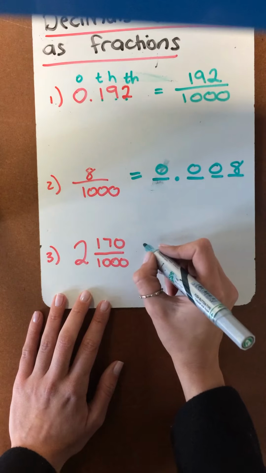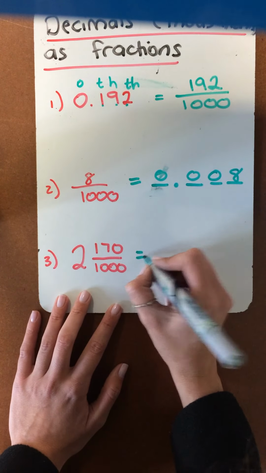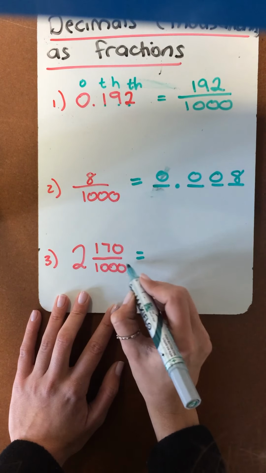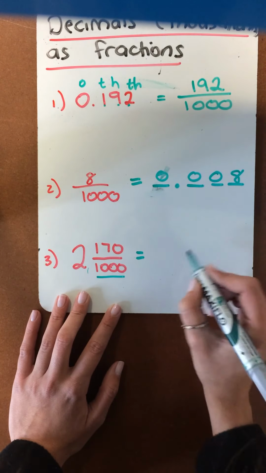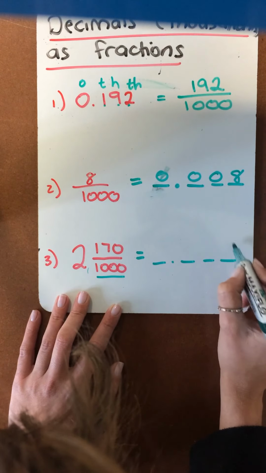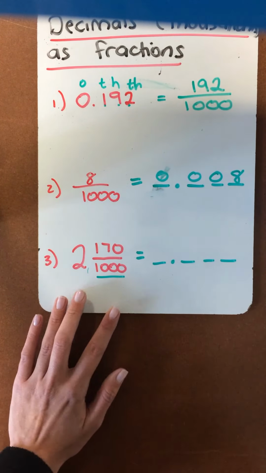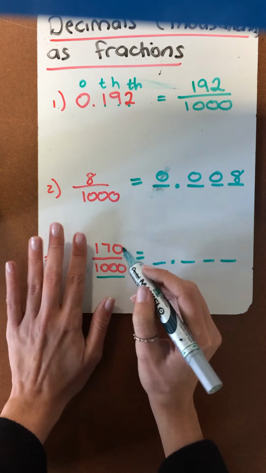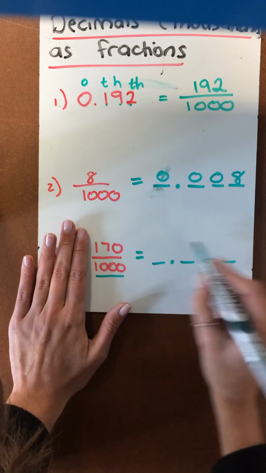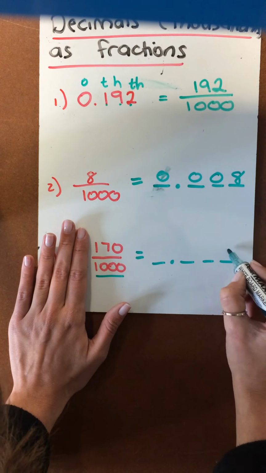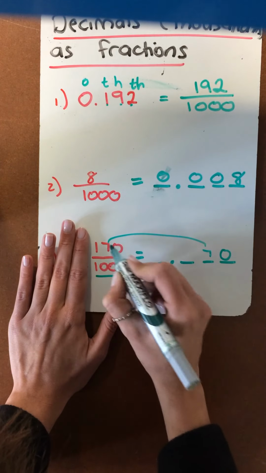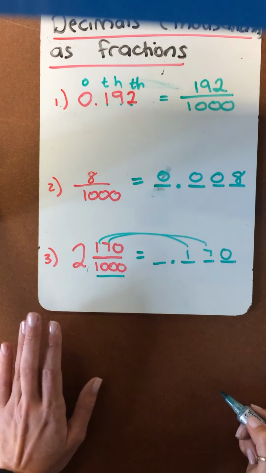Let's try this last example. In this example, it's a mixed number. So I know, again, looking at my denominator, that it's 1,000. So I'm going to have numbers up until the thousandths place, which is the third place after the decimal. I take my numerator, which is 170, and I fill it in on the spaces that I have. So 0, there goes the 0, here goes the 7, and there goes my 1.